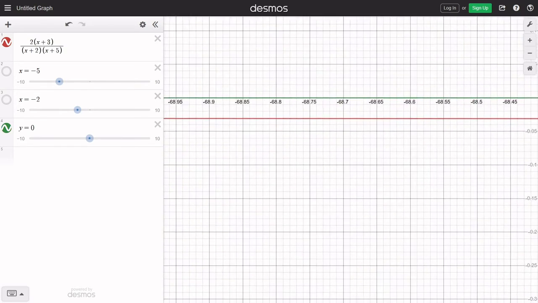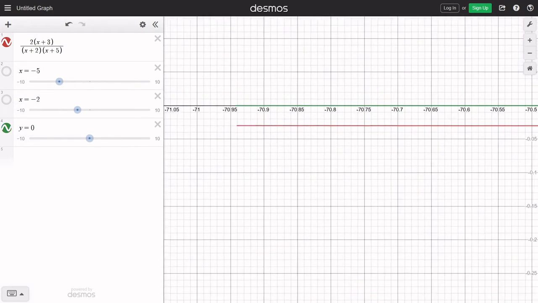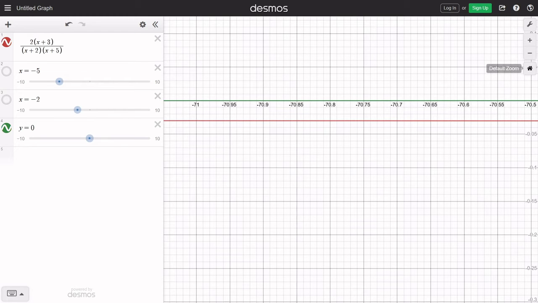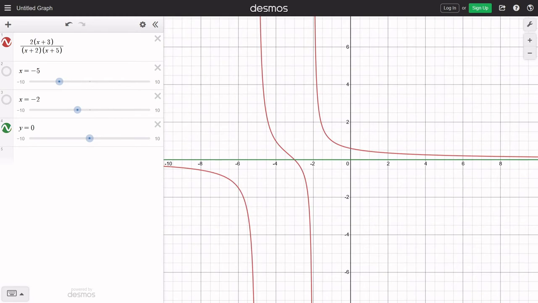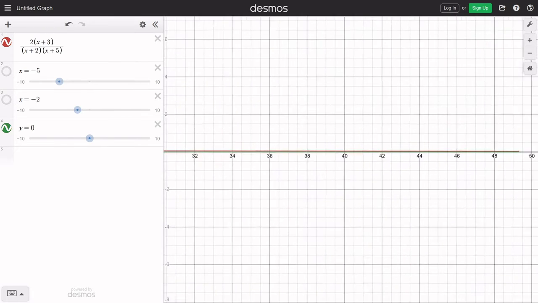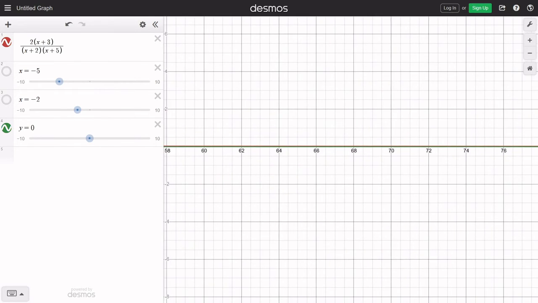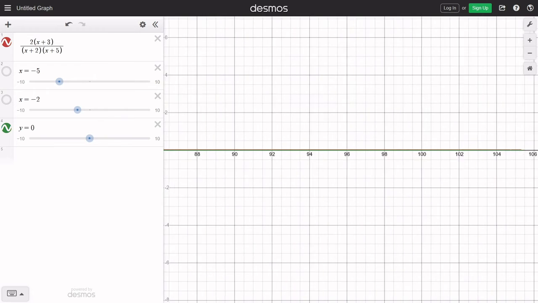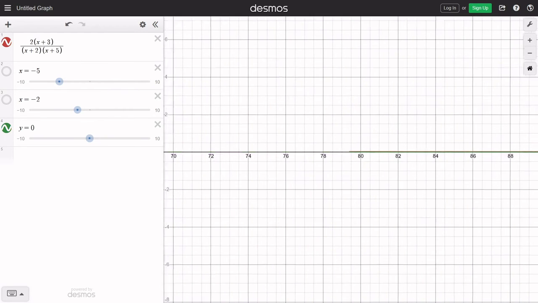It's going to take a long time. If you go really far out, you're going to see it's going to get really, really close, and you have to zoom in more. Going back to the original thing, if I go to the positive side, as x gets very, very large, the function gets closer and closer and closer to 0. It will never cross the asymptote.